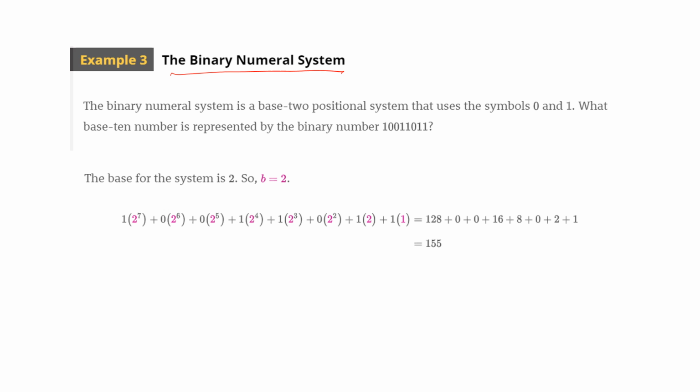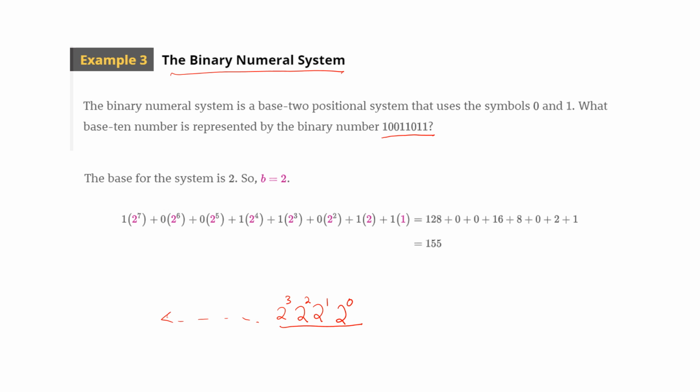Okay, so let me write this down here and we'll go back to the example. 2 to the 0 power, or our ones place. 2 to the first power, our twos place. 2 to the second power, which would be in this case our fours place. 2 cubed, which would be 8, and so forth as we go. So this number, if I wanted to find its base 10 equivalent, I would write it in expanded form with 2 as the base.